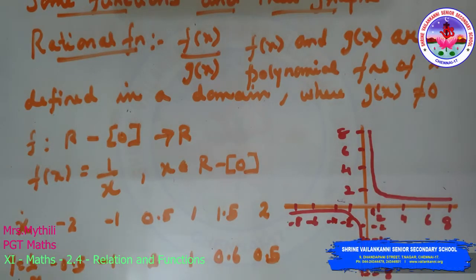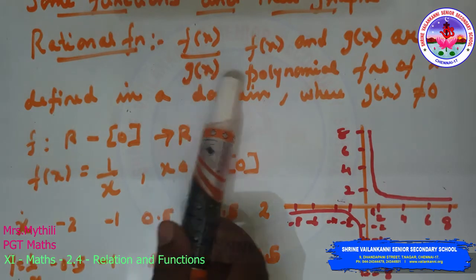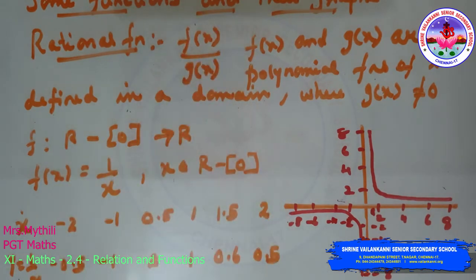Hello children, the next function we are going to see is the rational function, which is of the type f of x by g of x, where f of x and g of x are polynomial functions of x, defined in a domain where g of x is not equal to 0. When g of x is equal to 0, this function will not be defined. So g of x is not equal to 0.